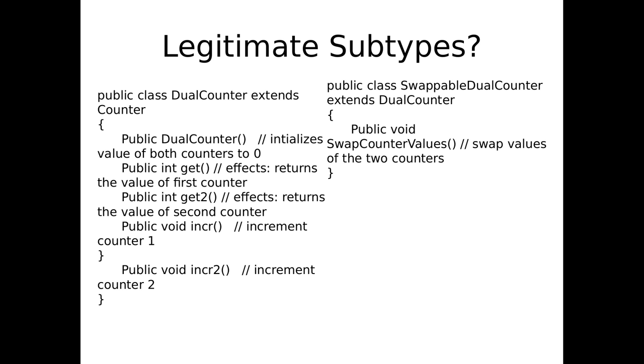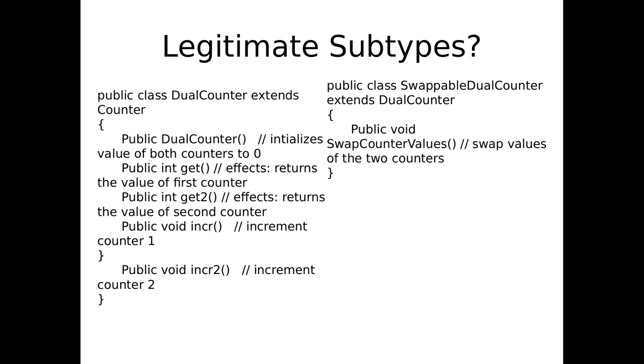Okay. How about this one? Swappable dual counter. I see the voting with the hand. And once again, Matt is exactly right. Swappable dual counter. What do you think? Does anyone want to vote this being a legitimate one? What do you think? No, it's not. Why not? Yeah, if the second counter is lower than the first, it could lower the first counter. You swap them, right?